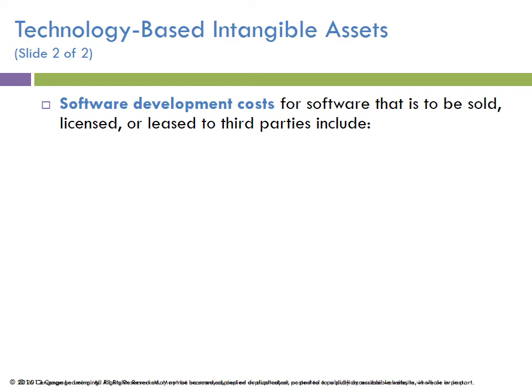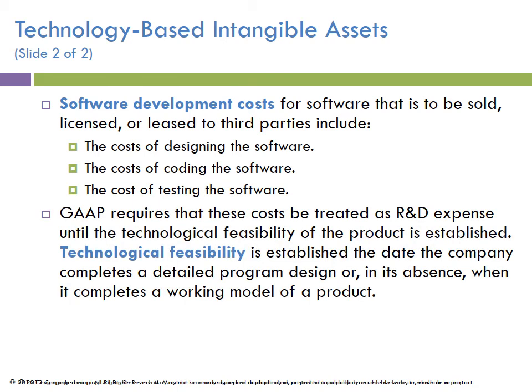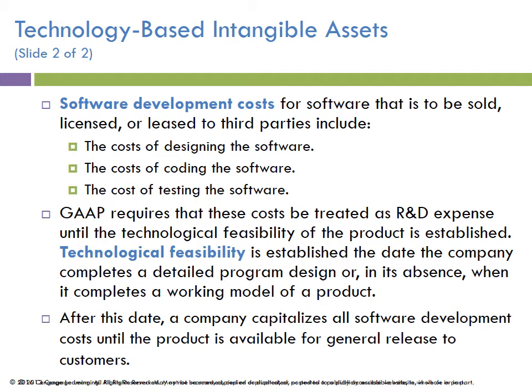Software development is also included. Software that is to be sold, licensed, or leased to third parties includes the cost of designing, coding, and testing, all included in software development costs. GAAP requires these costs be treated as R&D until technological feasibility of the product is established. That is established the date the company completes a detailed program design, or in its absence, when it completes a working model of a product. After this date, a company capitalizes all software development costs related to the product until it is available for general release to customers.